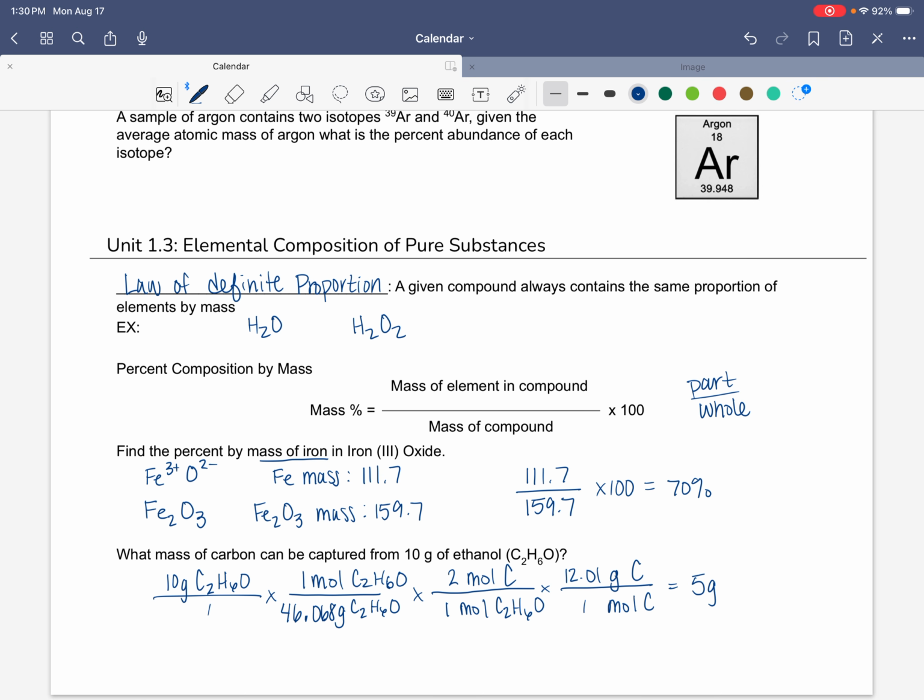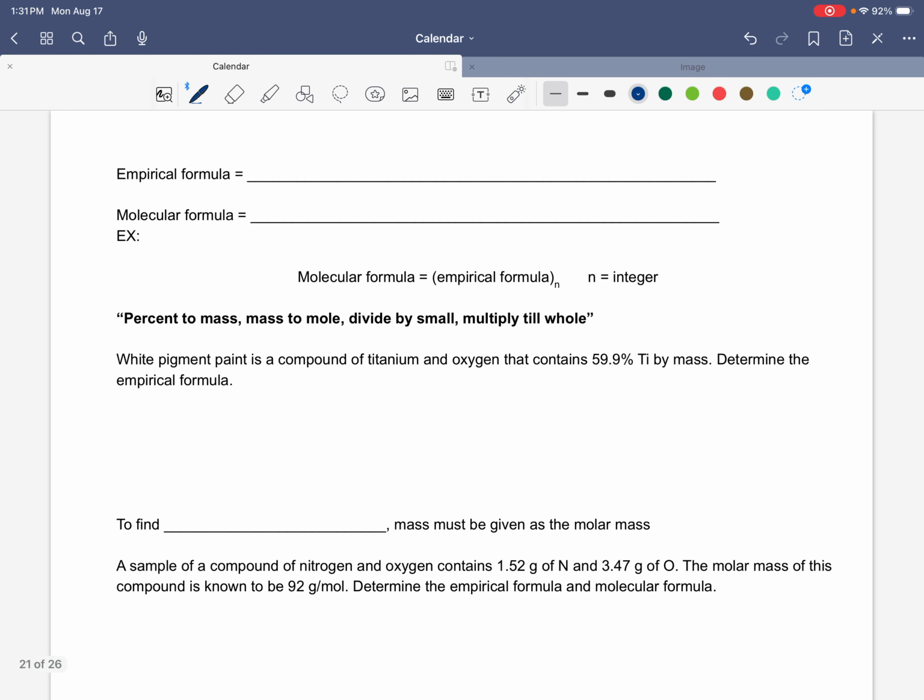Looking back at the original problem, if 5 grams is how much of the carbon we can get from the 10-gram sample, carbon must make up 50% of the overall mass of the compound.